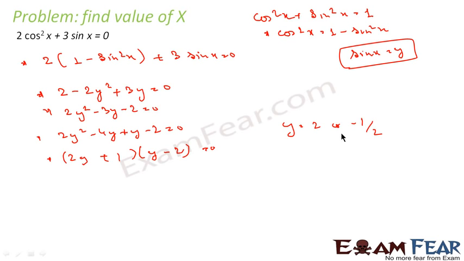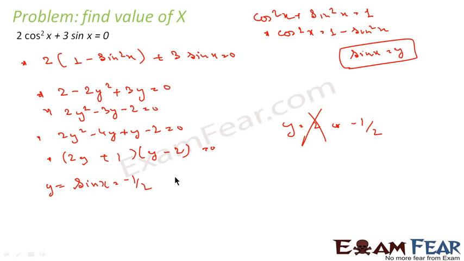But we know that y can't be 2, because y is equal to sin x, so sin x can't be 2, because the maximum and the minimum value of sin x is minus 1 to 1. So we'll ignore this part. So what we get is sin x is equal to minus 1 by 2, because y is equal to sin x is equal to minus 1 by 2.